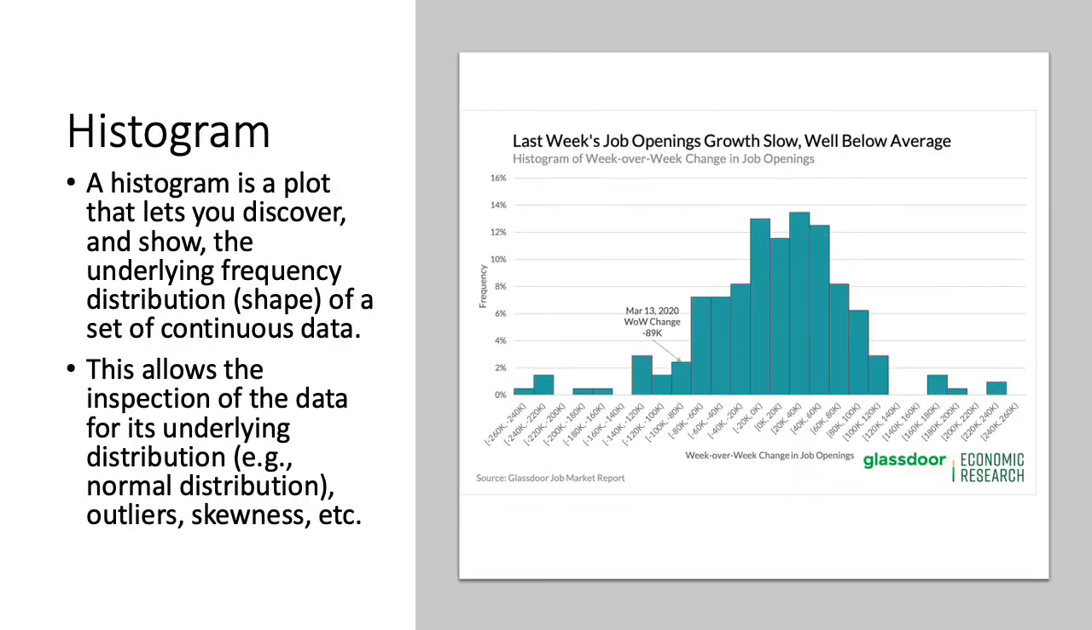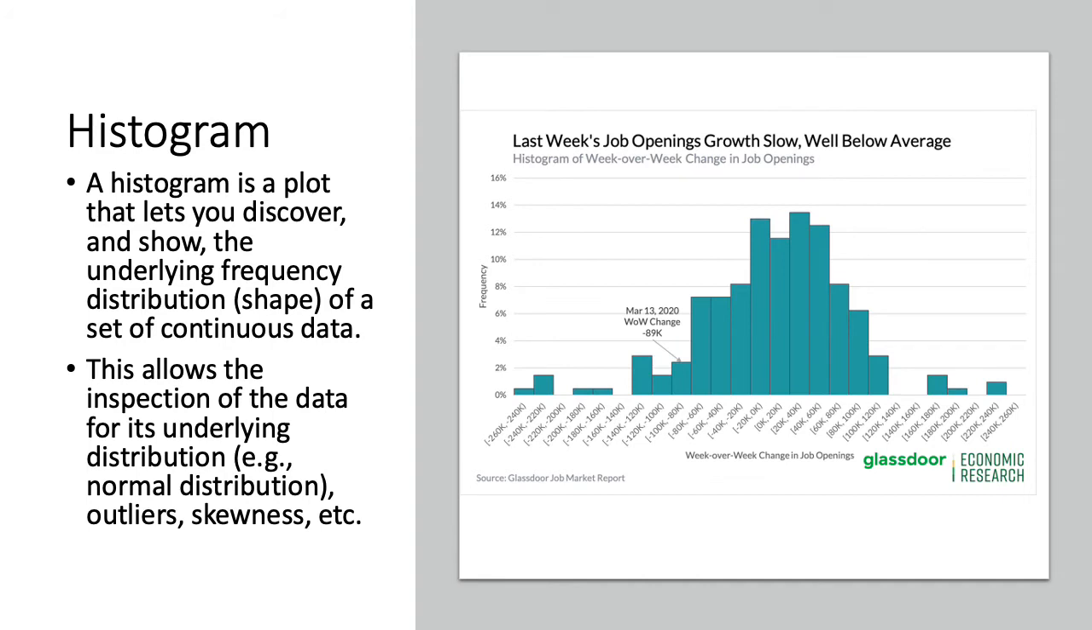Let's start with a histogram. A histogram is a plot that lets you discover and show the underlying frequency distribution of a set of continuous data. This allows the inspection of data for its underlying distribution, if it's normal, outlier, skewness, etc. The shape, outliers, center and spread we described in the previous slide.